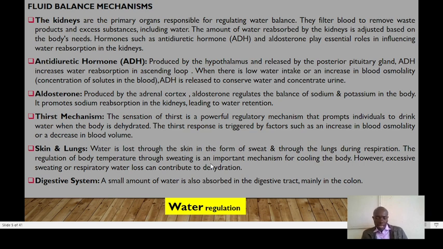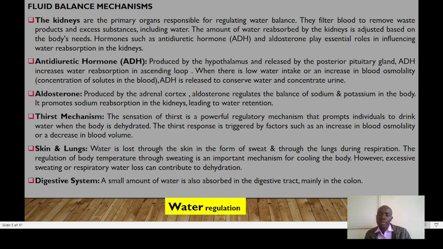The other factor that really plays a role in this fluid balance issue is the thirst mechanism. This sensation is a very powerful regulatory mechanism that will prompt individuals to drink water when their bodies are dehydrated. The thirst response is normally triggered by a number of factors. It could be an increase in blood osmolarity or a decrease in blood volume.